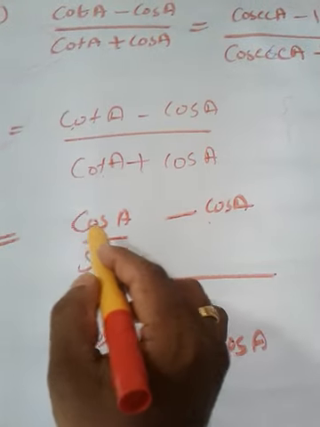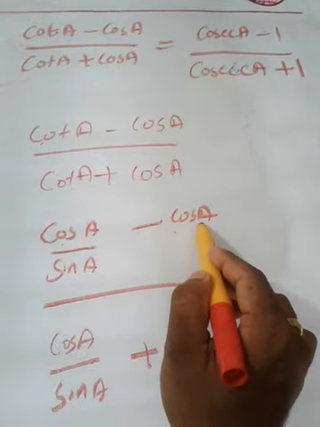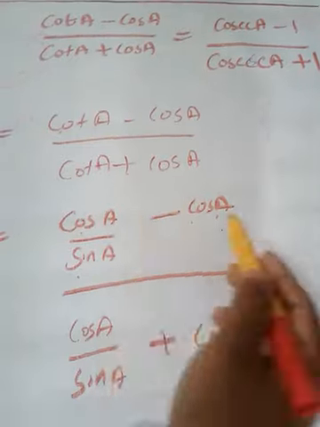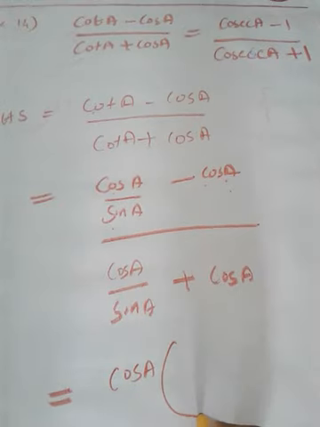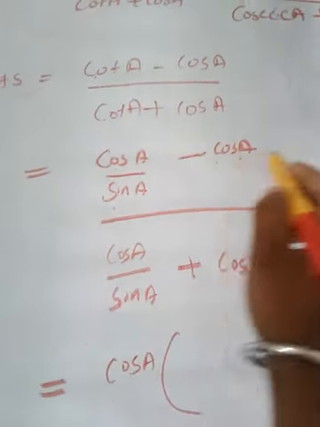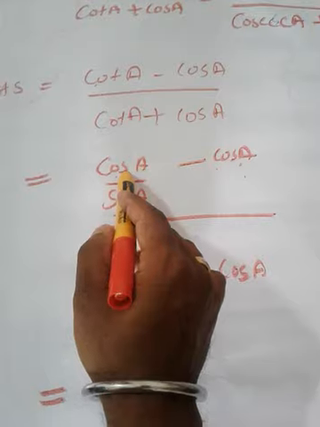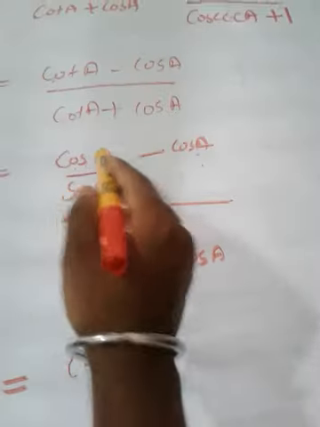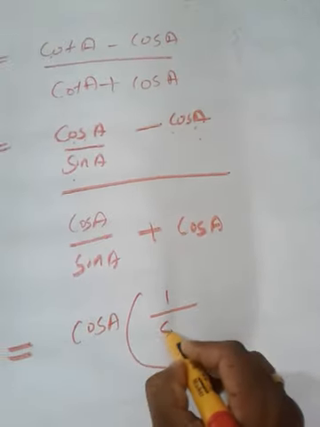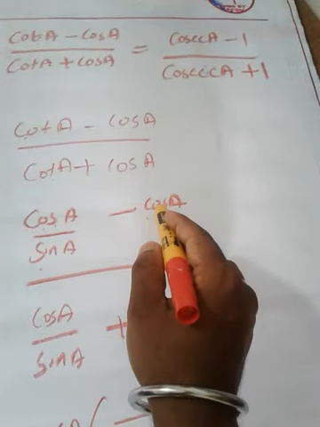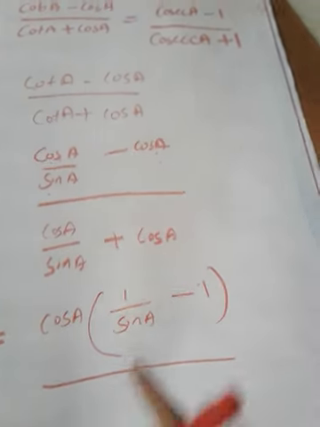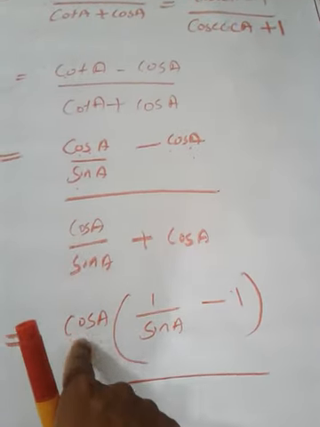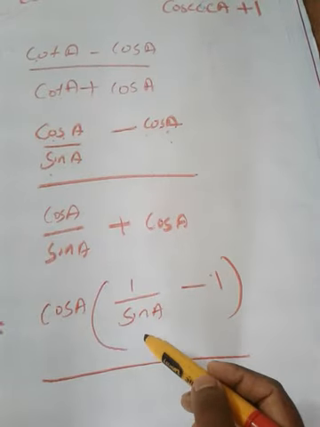So in the numerator, here one cos A is there, here also one cos A is there. This is the first term and this is the second term. From both terms cos A came as common, so let me take that cos A outside. When you take cos A outside from these two terms, nothing will remain here because cos A is outside, so we have to write 1. So 1 by sine A minus, here also nothing will remain, so here also we have to write 1. Once again I am repeating: when you take cos A outside from both terms, it becomes 1 by sine A minus 1.